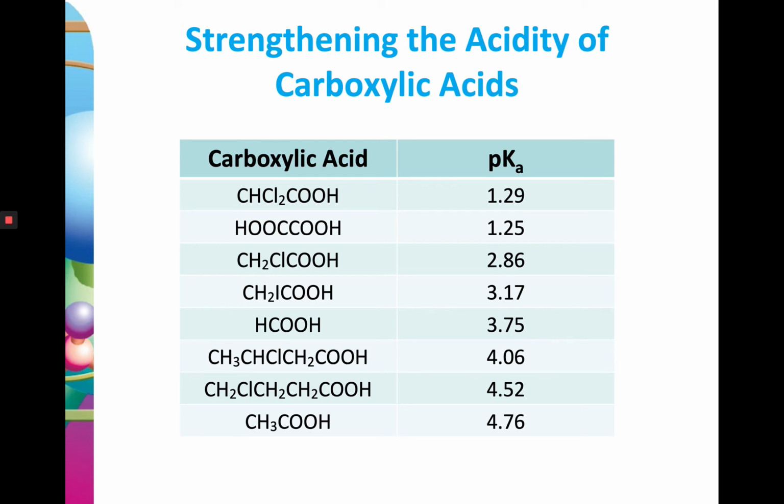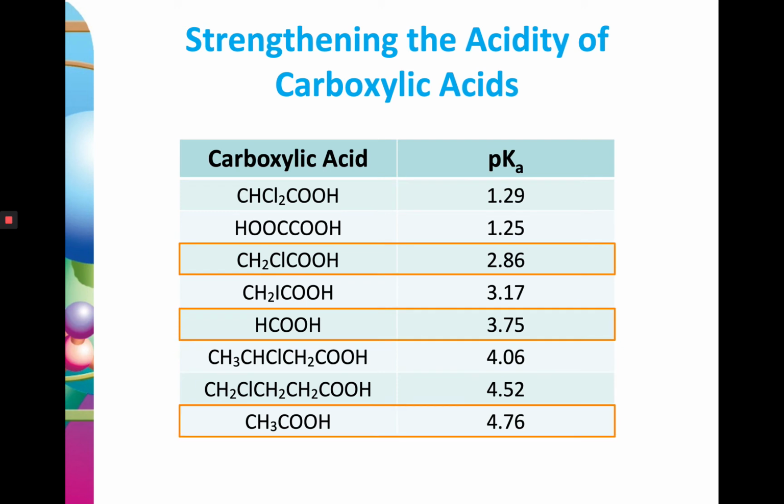So just to start with, I want us to focus on these three. We've got 2-chloroethanoic acid, methanoic acid, and ethanoic acid. You can see that 2-chloroethanoic acid is the strongest acid of the three, and ethanoic acid is the weakest. Now I want you to pause the video and think about what factor is different about them that explains this difference in their acidic strength, and how you are going to explain it.